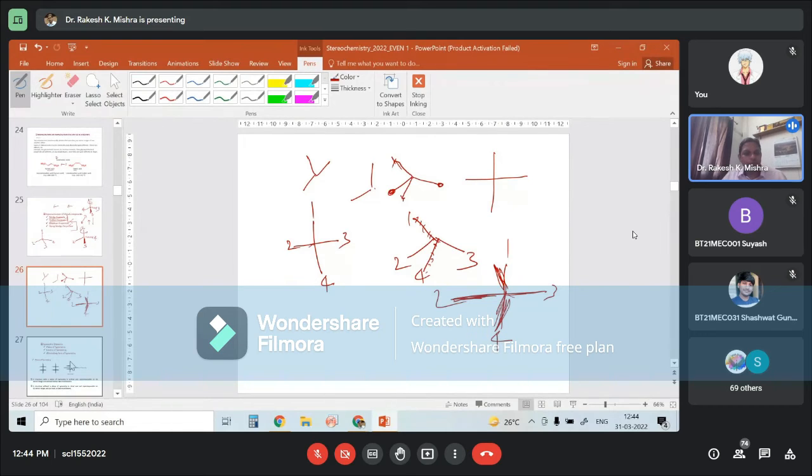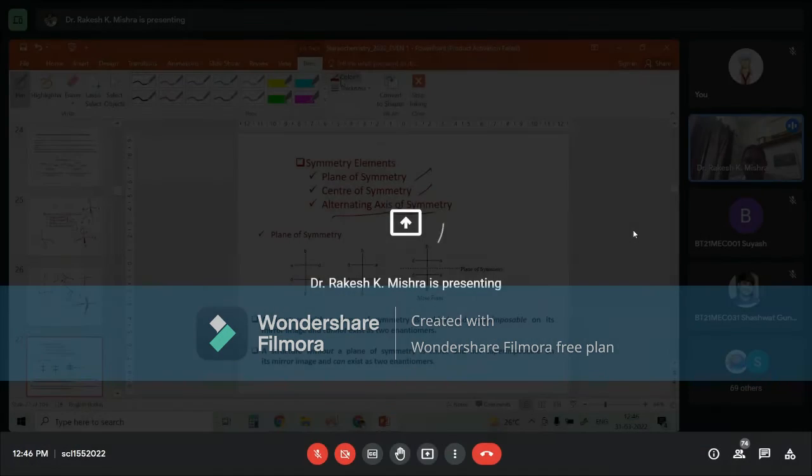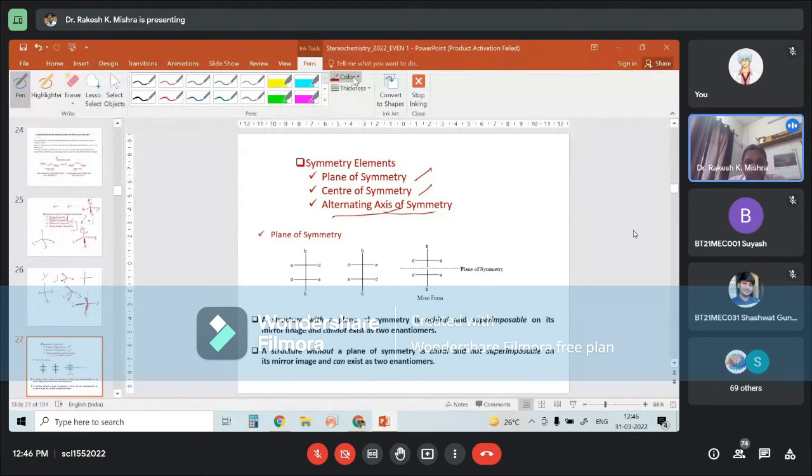So this is over, and then we shall talk about the symmetry elements. Symmetry elements are certain elements of symmetry that decide whether a compound will be chiral or not. There are three symmetry elements we shall discuss here: the plane of symmetry, the center of symmetry, and the alternating axis of symmetry.